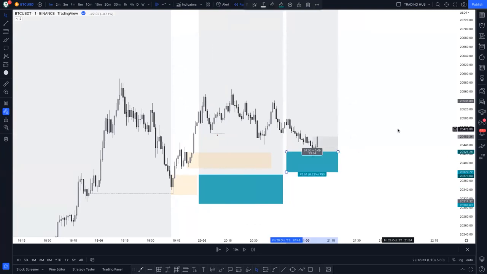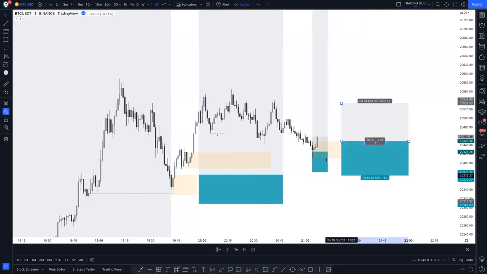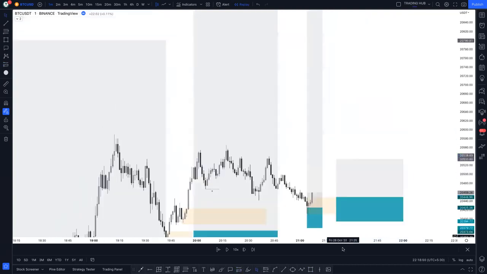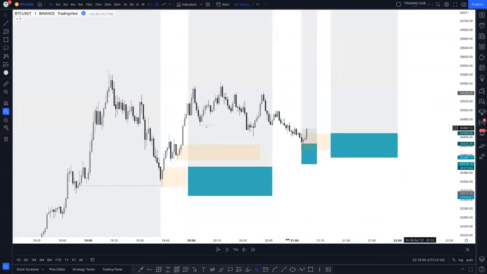Okay. Perfect. So this first entry is mitigated here, and the next possible entry is here, using a single candle order block, because the market is giving reaction. So you can take a small risk here. Okay, let's see.